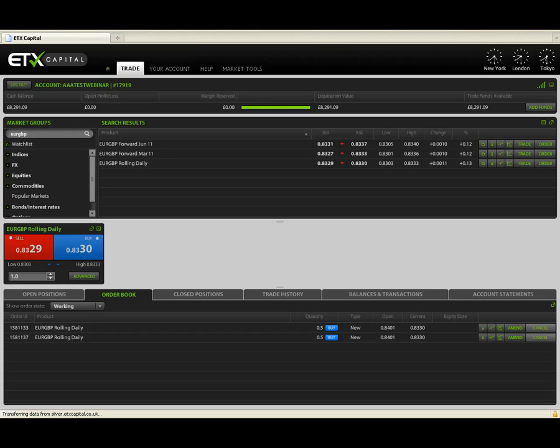So this is how I do it, folks. Again, I was doing an example being long Euro GBP at a specific price. It doesn't matter. This is just an example. It's not my opinion on any future price.